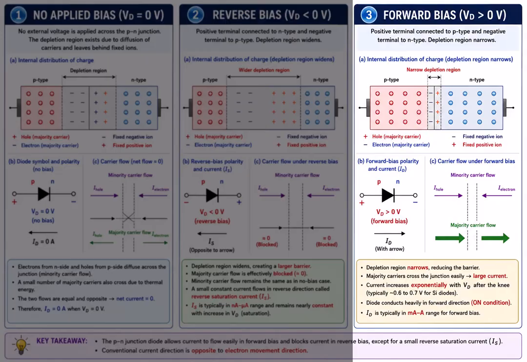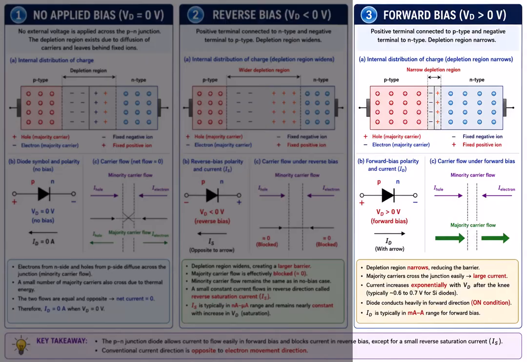Observe the internal charge distribution. The external supply pushes holes in the p region toward the junction and pushes electrons in the n region toward the junction. As a result, the depletion region becomes narrower. A narrow depletion region means a smaller barrier. Once the applied voltage is large enough to overcome this barrier, majority carriers cross the junction easily. For a silicon diode, this usually happens around 0.6 to 0.7 volts.